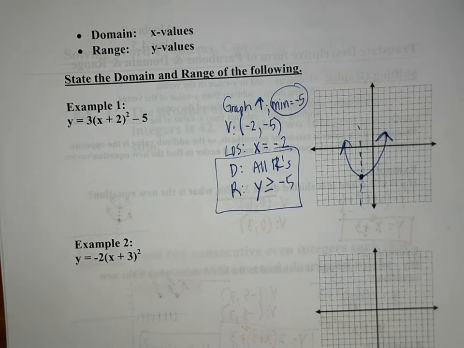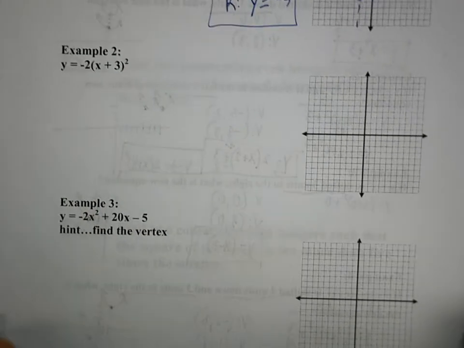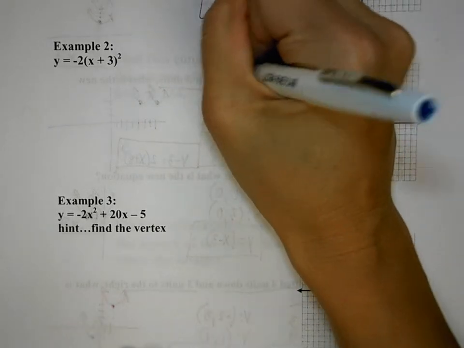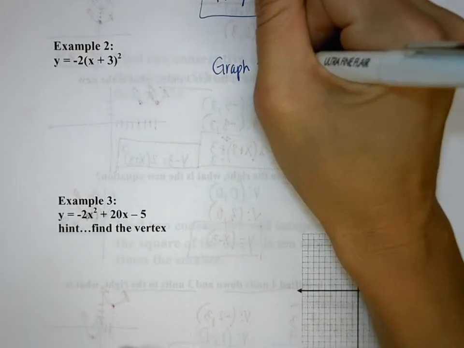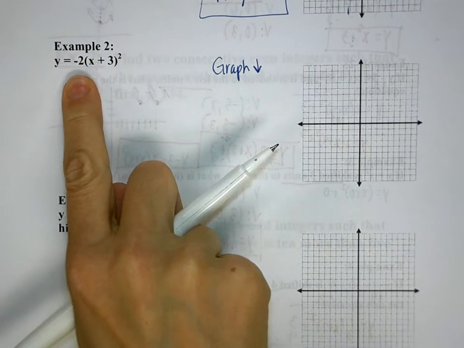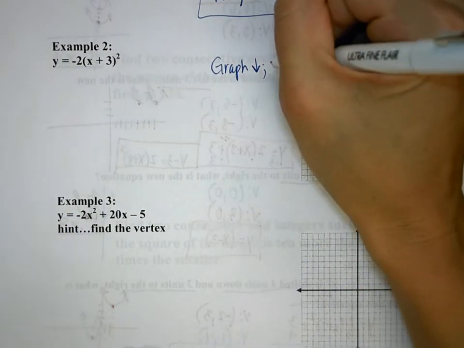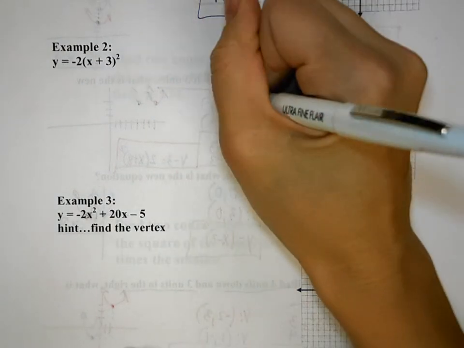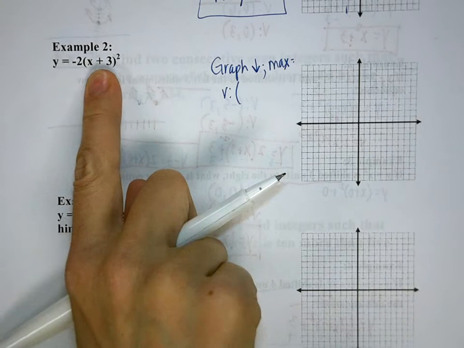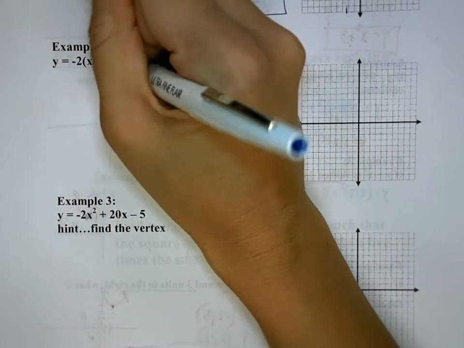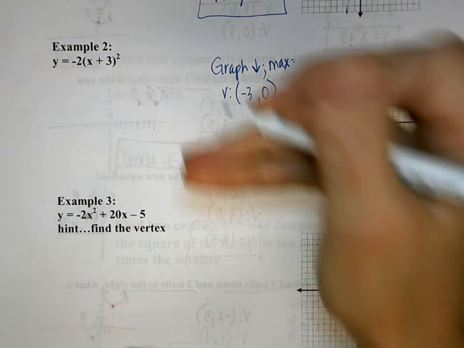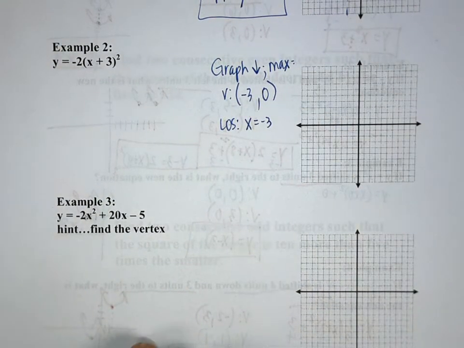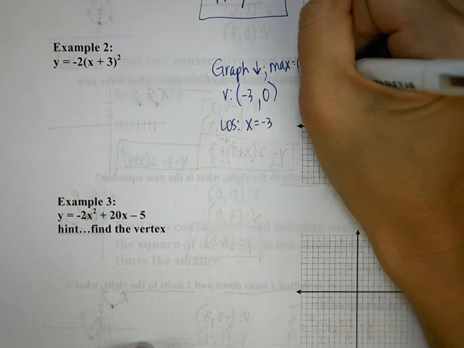All right, example 2. Okay. So on this one, the first thing we need to know is our graph. On this one, my graph is going down because of my a value being negative. That also means that I have a maximum value. Our vertex on here is opposite of what's with the 3, so that would be -3, comma, and nothing is being added, so that's 0. My line of symmetry is x equals -3 because it's always the x value of the vertex. And my max value is 0.